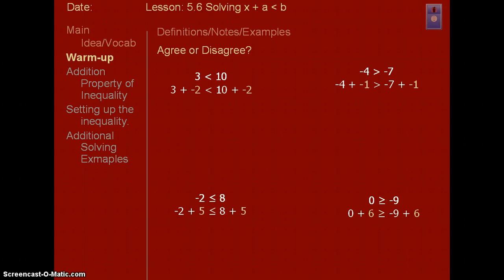Here we've modified each of the original inequalities just slightly. I'm wondering if you agree that they are still compared in the same way. So for example, if we have 3 plus negative 2, is that less than 10 plus negative 2? If we have 4 plus negative 1, is that greater than negative 7 plus negative 1? If we have negative 2 plus 5, is that less than or equal to 8 plus 5? And if we have 0 plus 6, is that greater than or equal to negative 9 plus 6? Remember, the inequality symbol, just like the equal sign, pertains to the whole expression, not only this number. It pertains to the negative 9 plus 6, which is really negative 3.